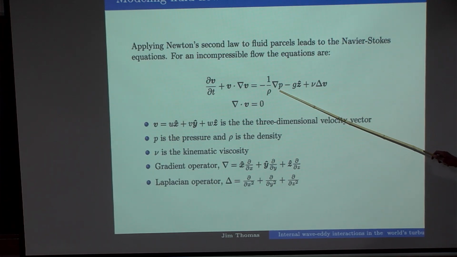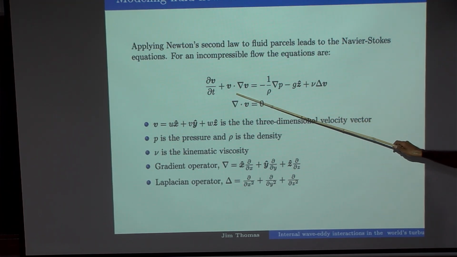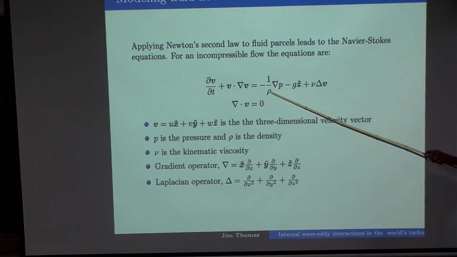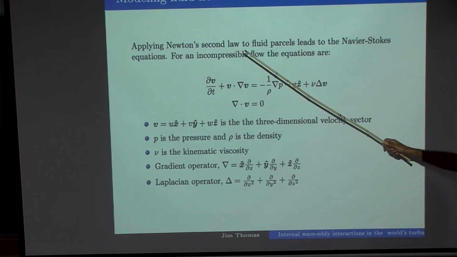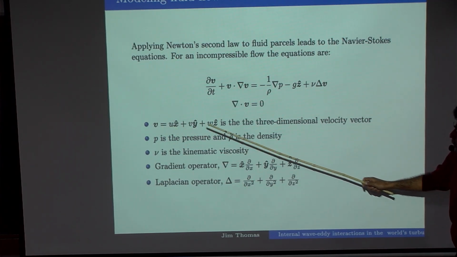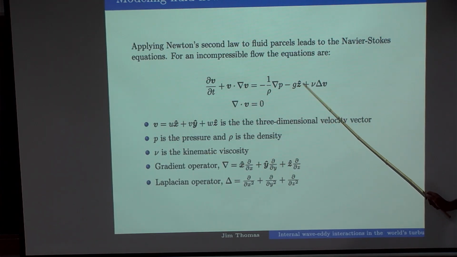So this is the pressure force, this is the gravitational force, and this is what we call the viscous force. So these forces balance the acceleration of the fluid, and this is a condition that says that the fluid is incompressible, that the density is not changing. These equations are popularly called the Navier-Stokes equations. Here, V is the velocity vector, P is pressure, and nu is what we call the kinematic viscosity. And these are the mathematical operators we use. This is something you learn if you take a fluid mechanics course at an undergraduate level: the Navier-Stokes equation.